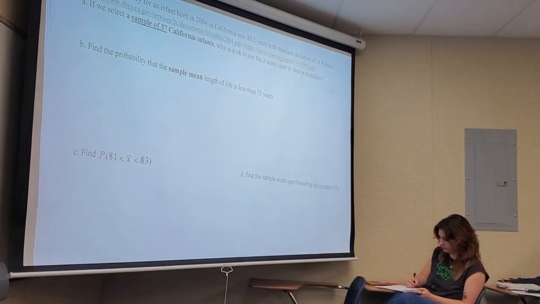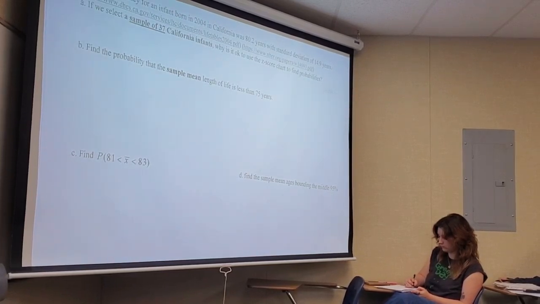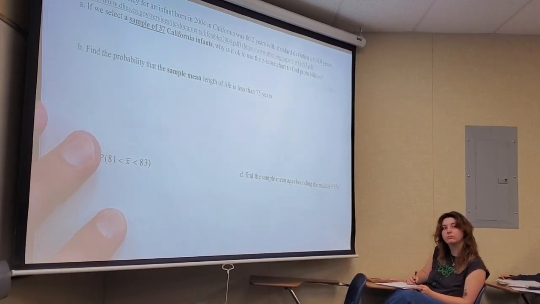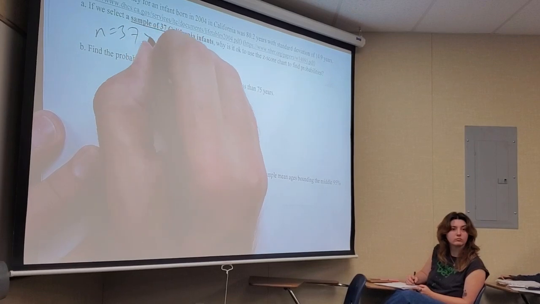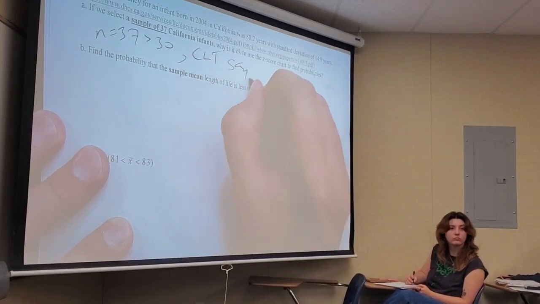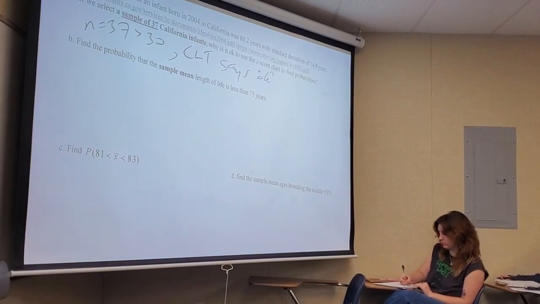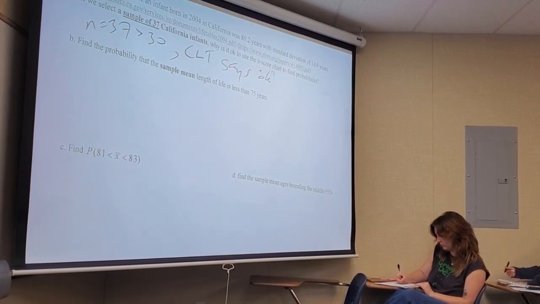If we select a sample of 37 California infants, it sounds really weird. Why is it okay to use the z-score chart to find probabilities? It's derived from a normal probability. Is it? Did I say it was normal? Yeah. Beautiful. N is 37, greater than 30. Central limit theorem says, okay. You guys with me? So central limit theorem, that's the one that said, if I get above a sample of 30, the sample means will be normal enough.